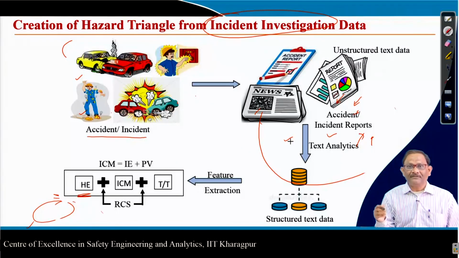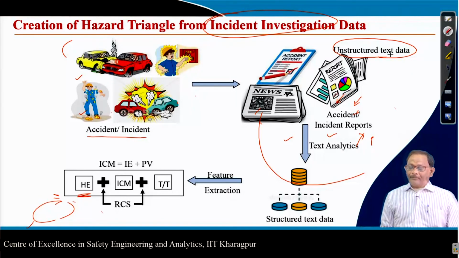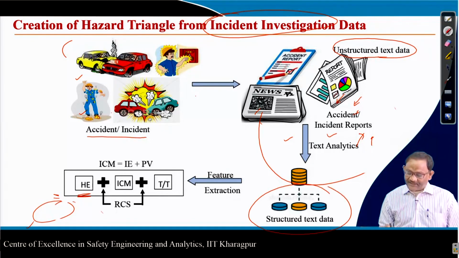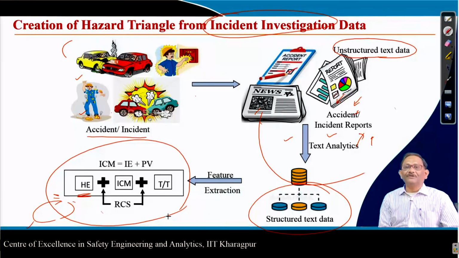management prepares a team, and the team visits, observes and inspects the entire incident events, and they prepare a report. This incident report usually will be in the form of unstructured text data. And ultimately what is required is that from unstructured text data you have to make structured data. And if we want to know the hazard and incident causing mechanisms properly, that means the report should have information related to the hazard triangle, incident path, as well as risk control systems.